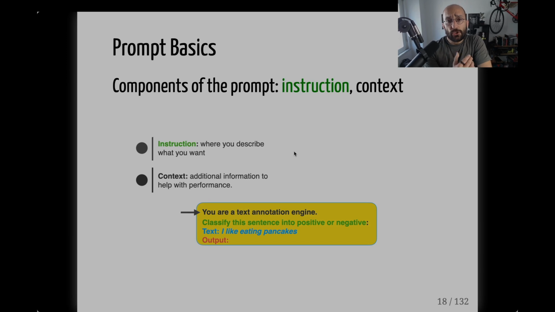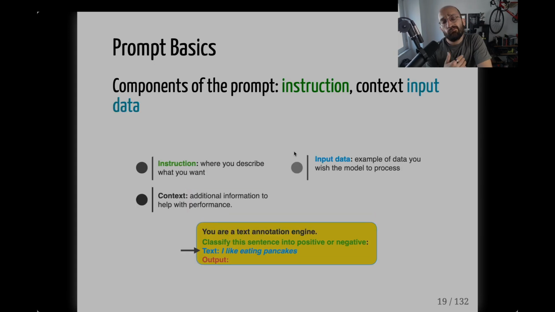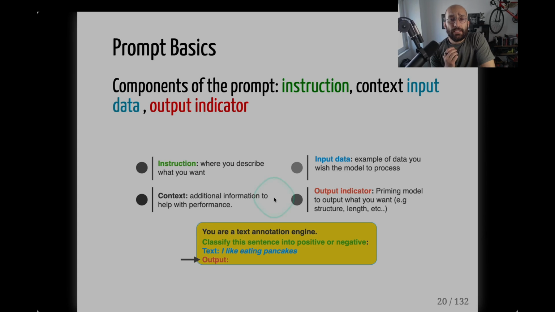Now, so you have the instruction where you describe what you want. You have the context, which is any additional information that helps the model with the performance in your task. Then you have the input data. This is the data that you want the model to focus on and to process, right? In the case of the example that I have here, I'm saying you're a text annotation engine. That's my context. The instruction is to classify the sentence into positive or negative. And then the input data is, I like eating pancakes. Is that positive or negative? That's obviously positive, right?